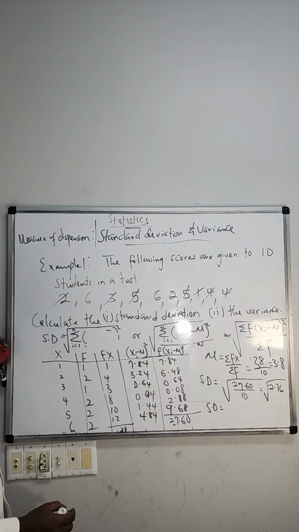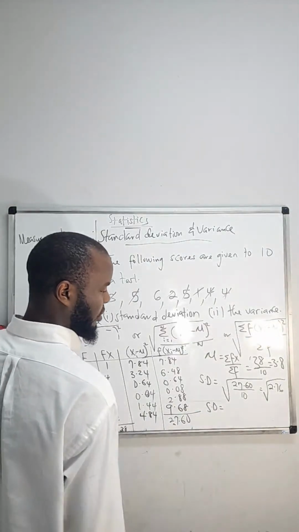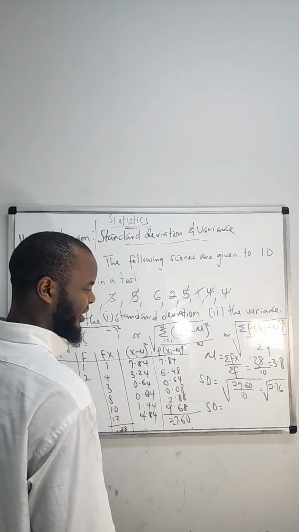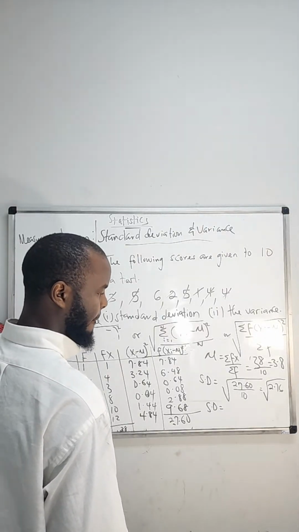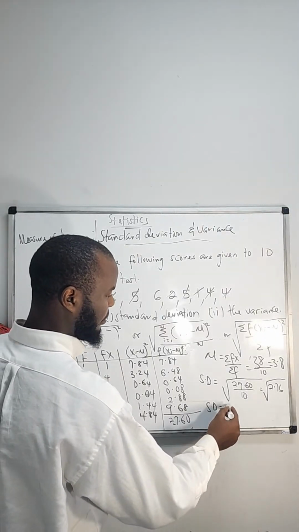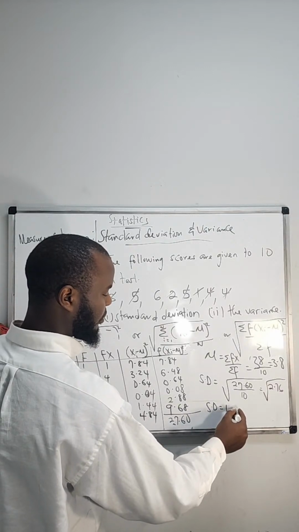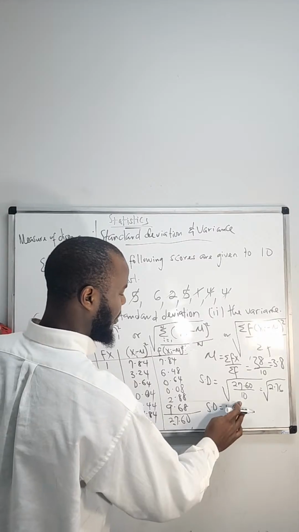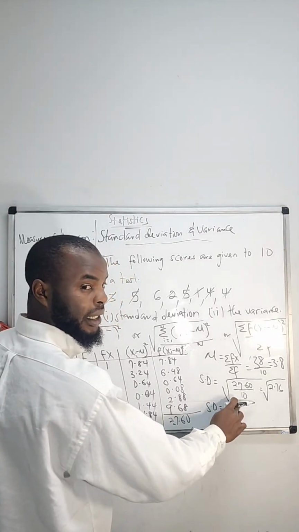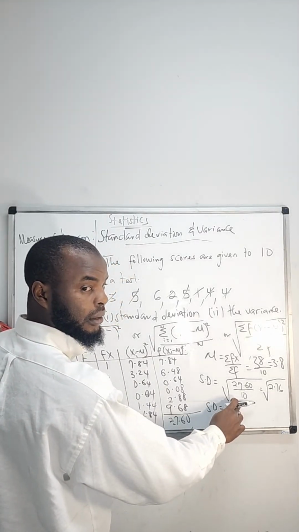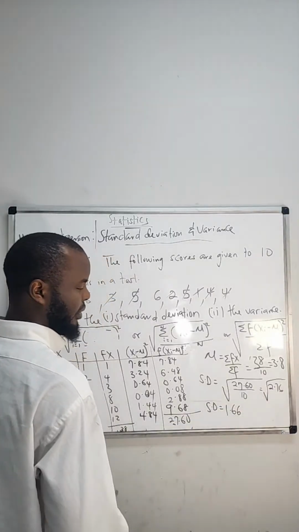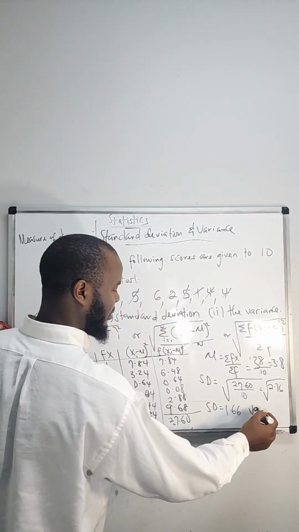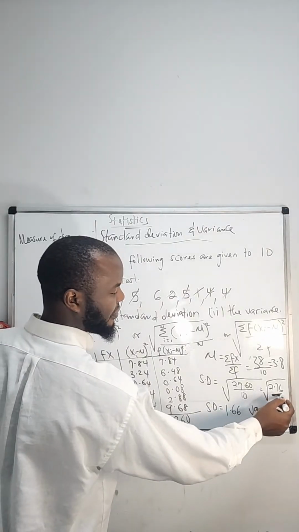Yeah, 2.76? Yeah. 1.6613. We can leave it as this. So what is the variance? The variance is this.